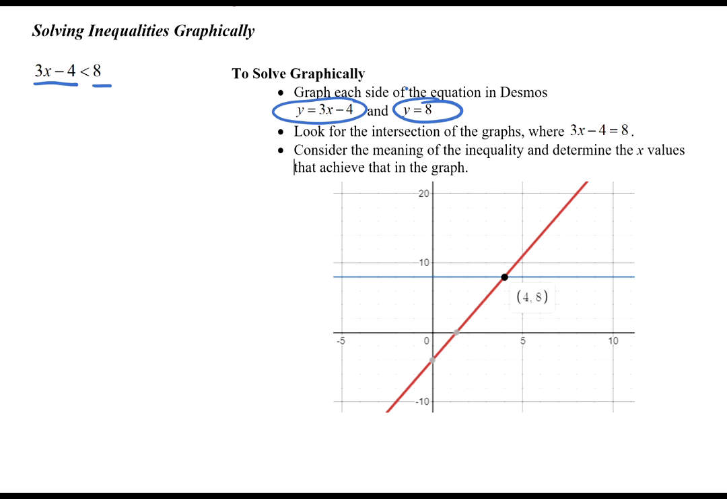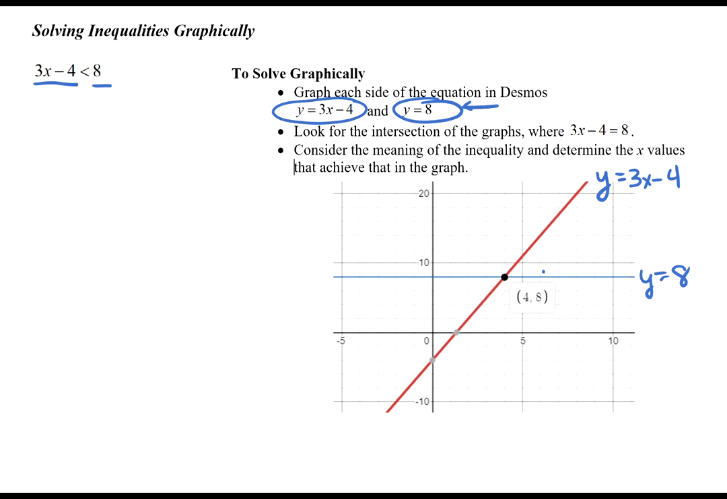We've done that in Desmos quite a few times this term. Here I've just provided the graph that I got in Desmos when I did it. Notice you can tell which one's which because y equals 8 is a horizontal line, and then y equals 3x minus 4 is this red line that is diagonal with a slope of 3 and a y-intercept of -4. So there are two graphs, and we actually can see where they intersect. And that's the first thing, is look for where they intersect.